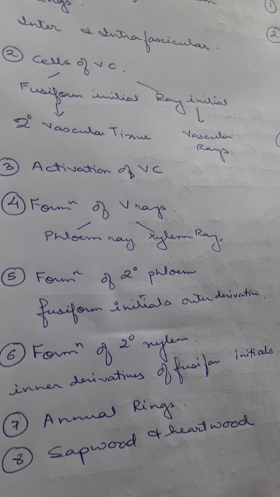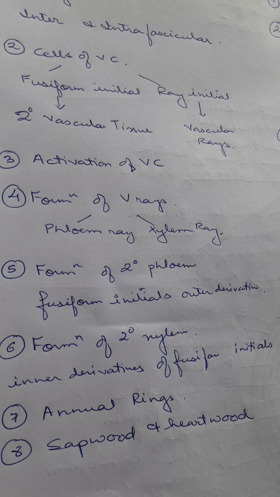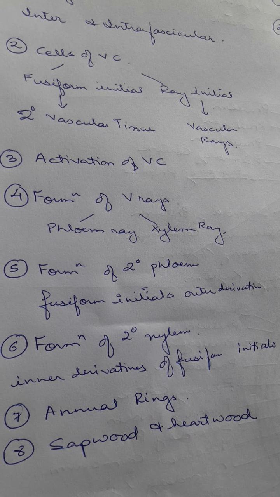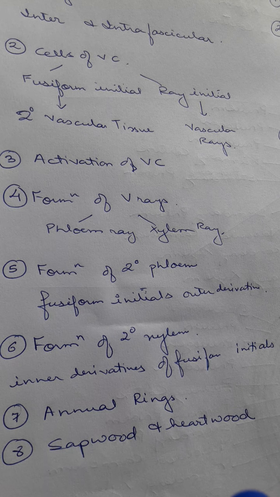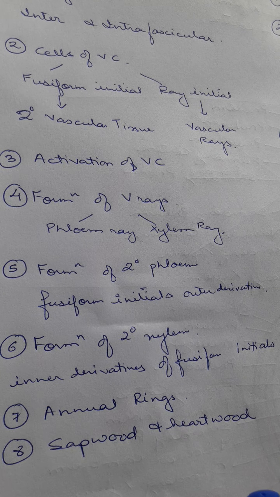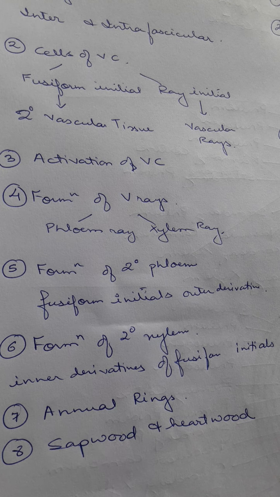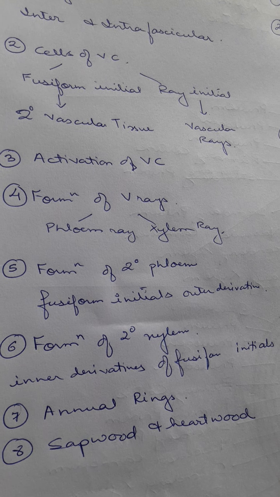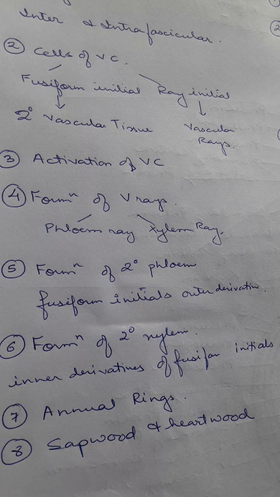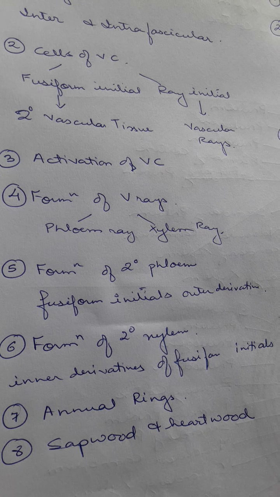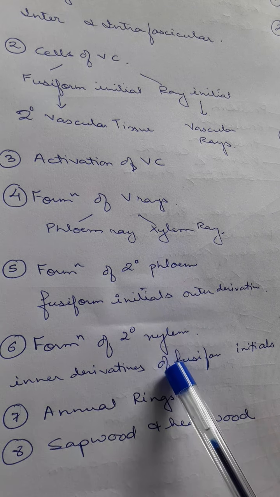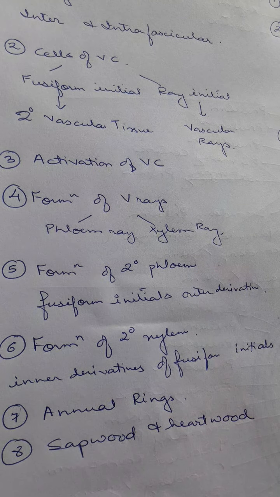Then next is the formation of the secondary xylem. Now again the fusiform initials, the inner derivatives of the fusiform initials will give rise to the secondary xylem. The secondary xylem consists of tracheids, vessels, xylem parenchyma and xylem fiber. Their functions are also similar to that of the primary xylem tissues. So these are the basic things which are formed from the fusiform initials.